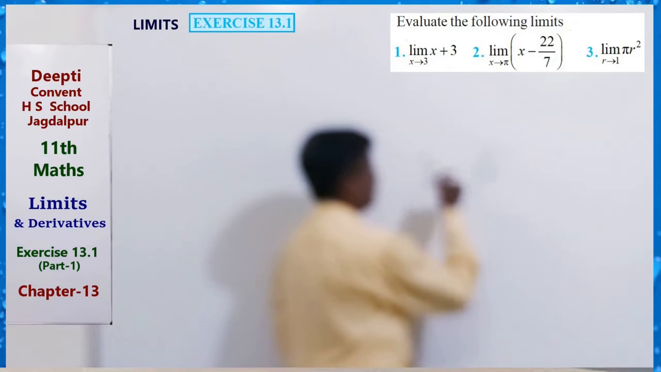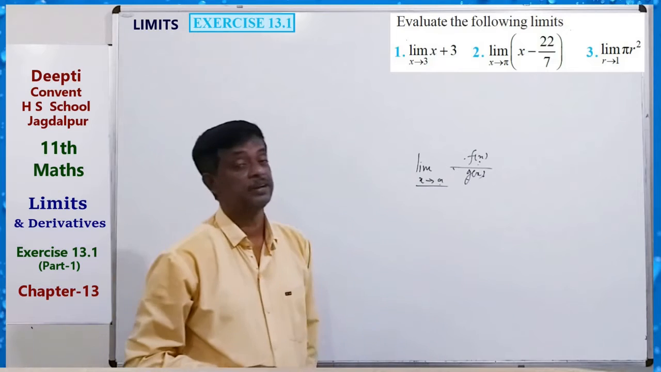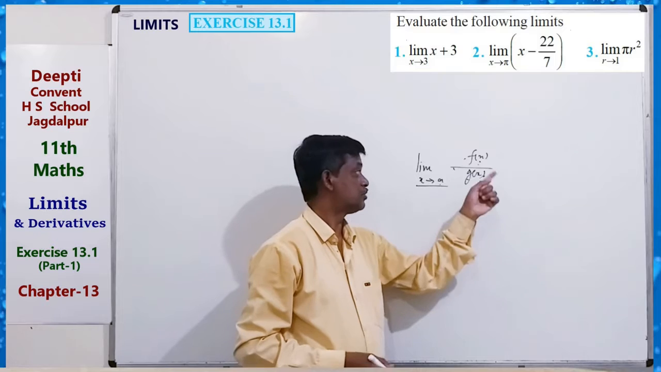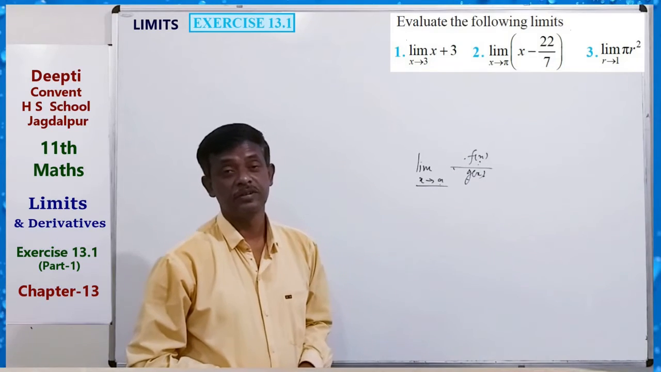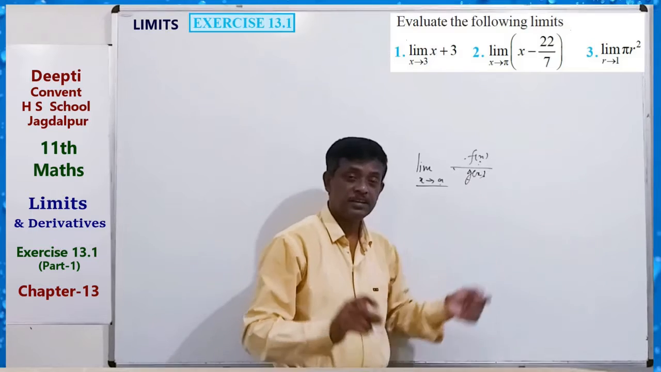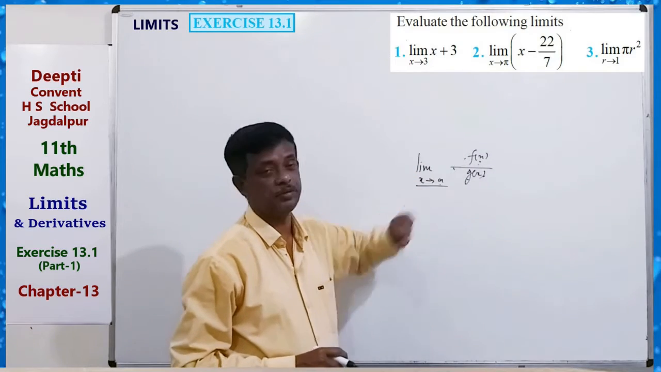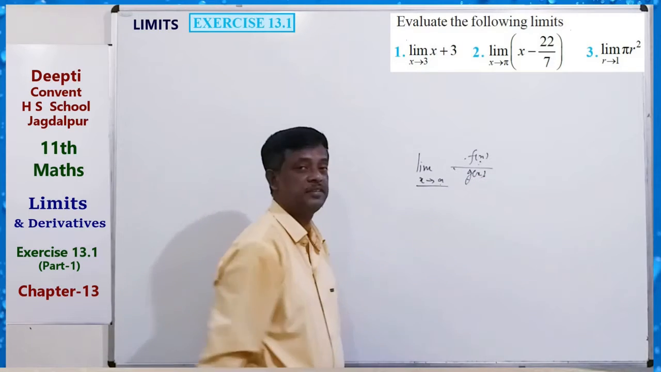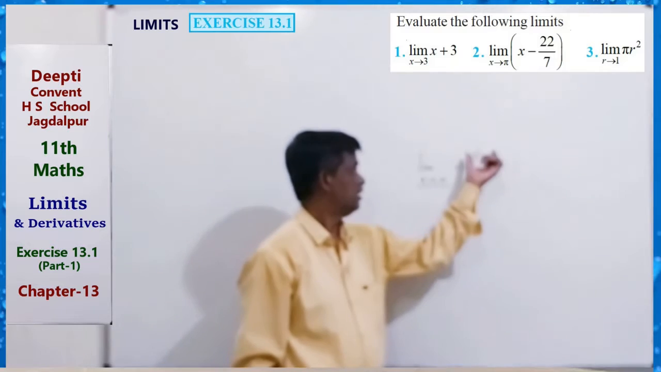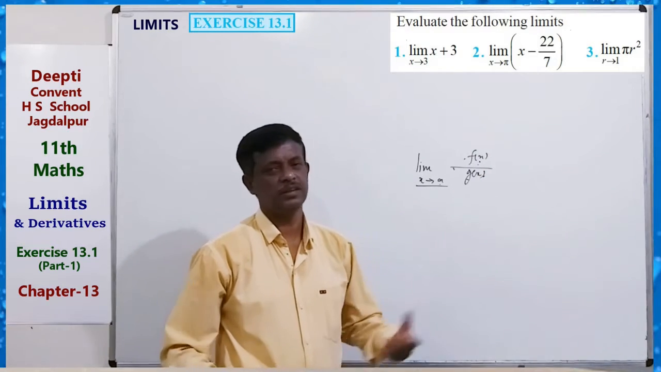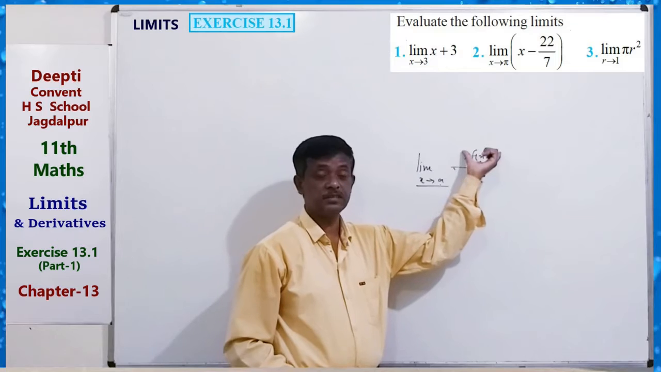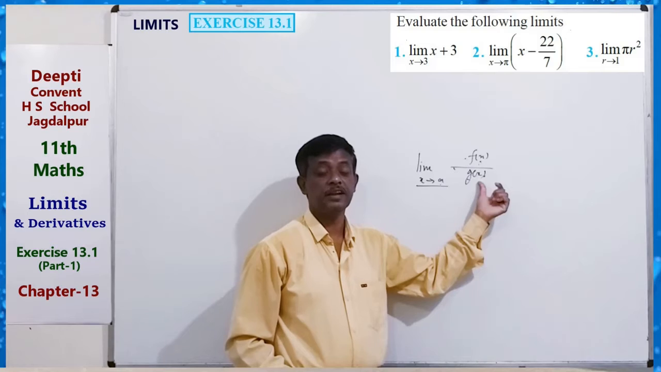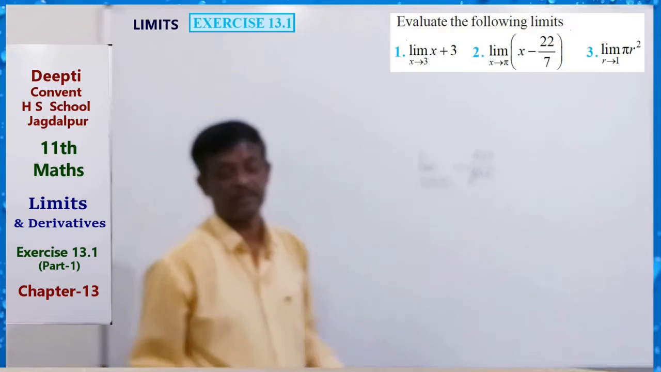That is the process for finding the limit. Whenever the denominator is 0 and also the numerator is 0, then we try removing common factors from numerator and denominator. If the denominator is finite and the numerator is 0, then the limit is 0. If the denominator is 0 and the numerator is finite, then the limit does not exist, it is an infinite limit.